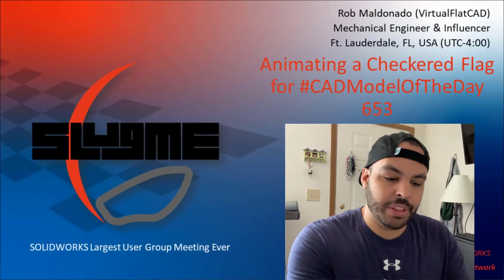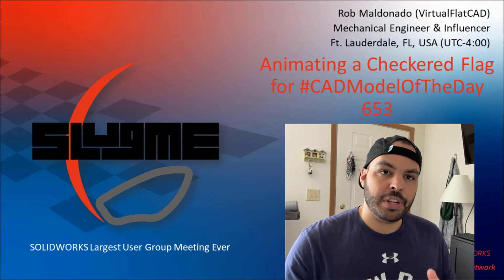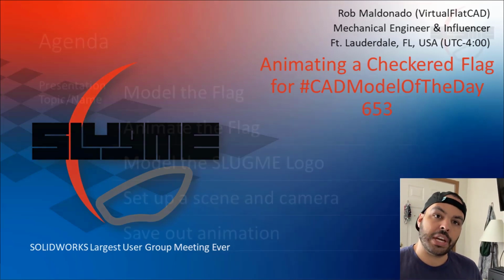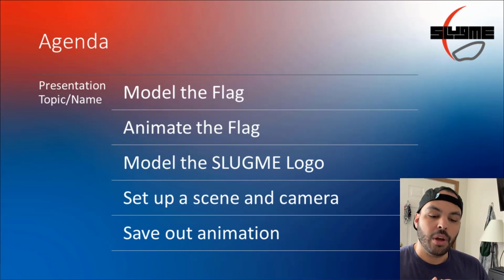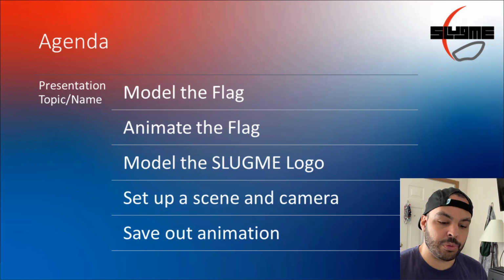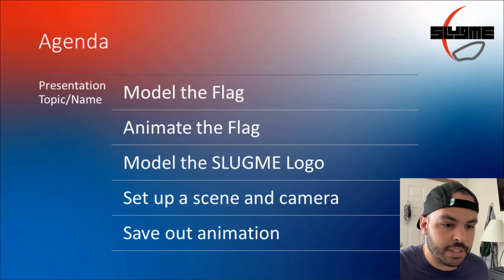So since we're racing and all that, we need to have a checkered flag, right? So I think for today's model, we're gonna model a checkered flag, but not only that, I wanna make an animation of a flag waving, and then put the SLUGME logo in front. I think that'll be fun, and we'll call that CAD model today 653. So with that, let's get started.